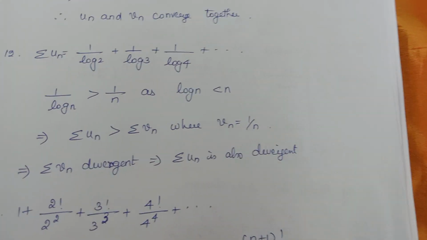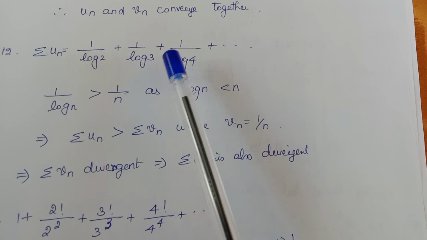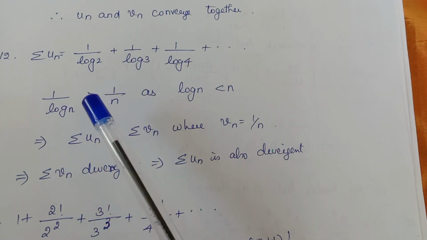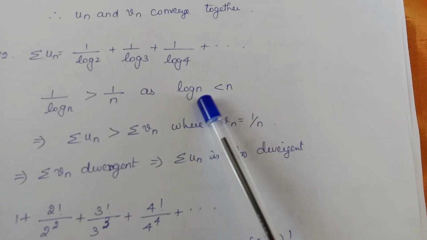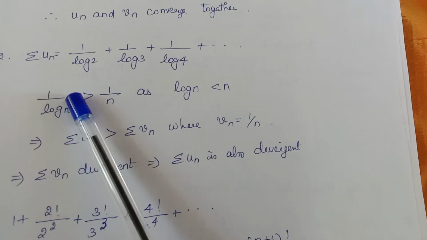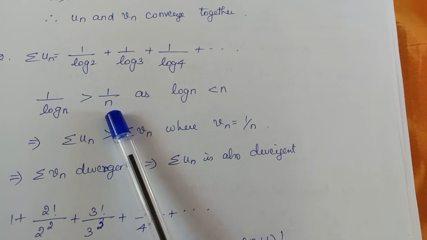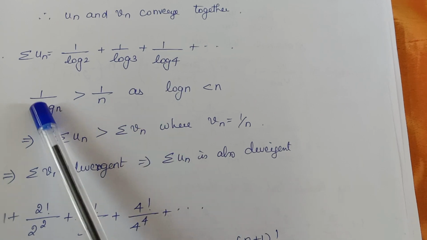Next one, sigma un equal to 1 by log 2 plus 1 by log 3 plus 1 by log 4 plus etc. See, whenever you have, log n is always less than n. Therefore, 1 by log n is greater than 1 by n. Okay, so summation un, this is my un, no?